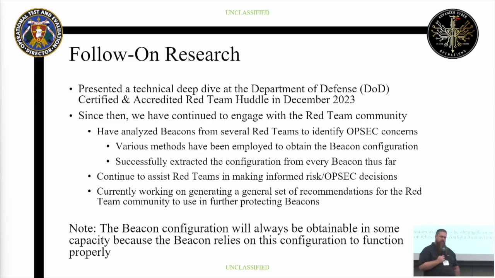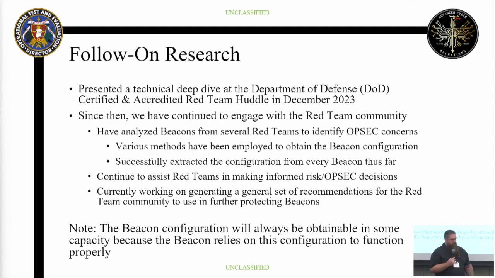We've also done some follow-on research, collaborating with the red teams to have them send us some of their Cobalt Strike payloads. Say, hey, how are you building your Cobalt Strike beacons that you're uploading to targets on DoD systems? Send us one or two of those, and let us look at them and see what it takes to get into them now that we know how to do it on an unprotected one.